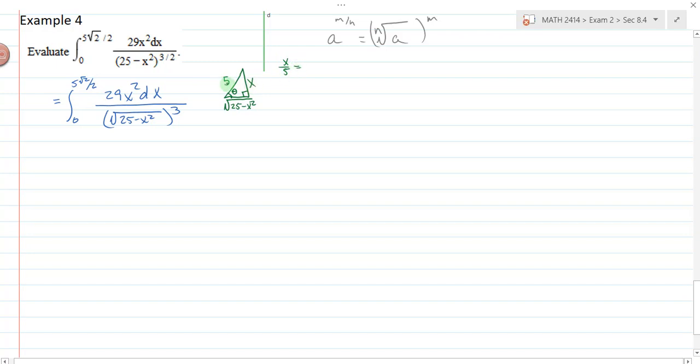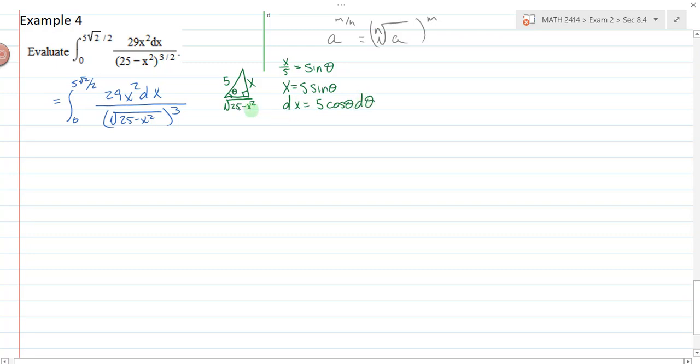What trig function is that? Sine. You do have to know your trig, and if you need your trig formula sheet out during this part, that's fine. Eventually you're going to memorize it. So solving for x, we get x is equal to 5 sine theta, and then dx will be equal to 5 cosine theta d theta.